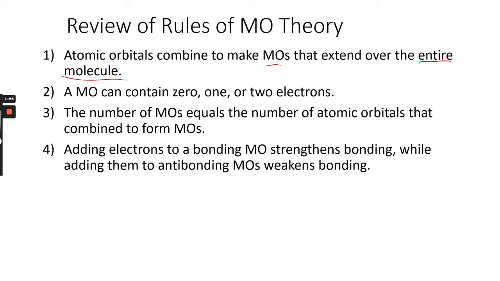So, if you combine the 1s from one hydrogen and the 1s from another hydrogen, you are combining 2 atomic orbitals, so you're going to form 2 molecular orbitals. What are they? In this case, it would be sigma 1s and sigma 1s star for the antibonding. So you form 2 molecular orbitals because you combine 2 atomic orbitals. Adding electrons to a bonding molecular orbital will strengthen the bonding, while if you're adding electrons to an anti-bonding molecular orbital, it will weaken the bond.